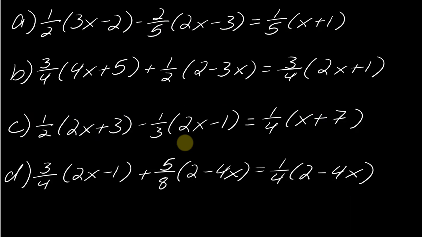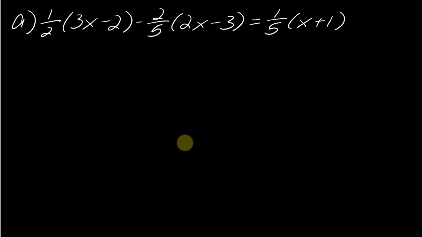So here are the 4 examples I'm going to go through in this video. If there's a particular one that you want to see, you can just fast forward to it. But I'm going to go ahead and get started. So starting with this first one, I've got 1/2 times 3x minus 2 minus 2/5 times 2x minus 3 equals 1/5 times x plus 1.